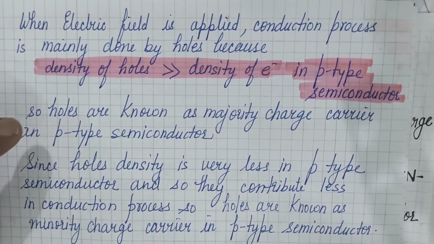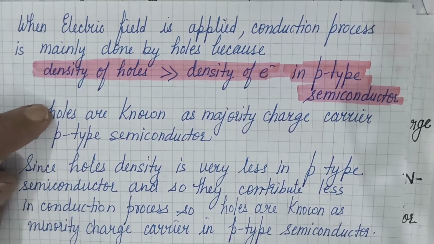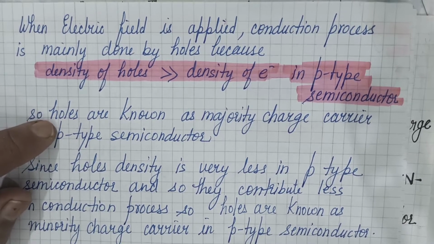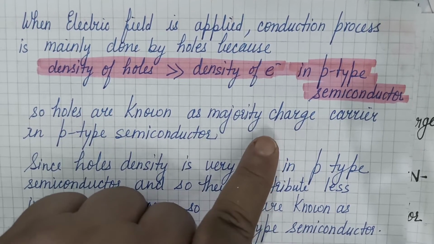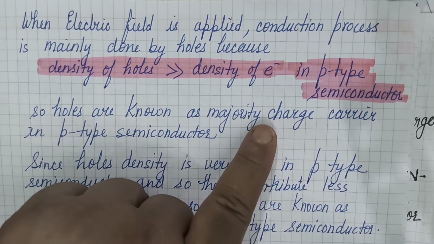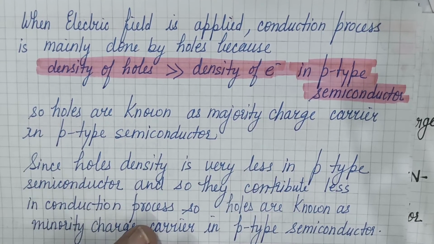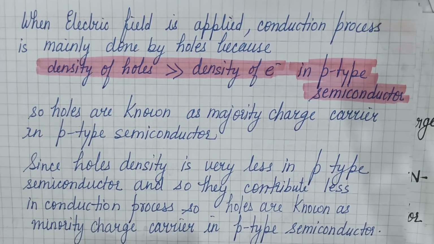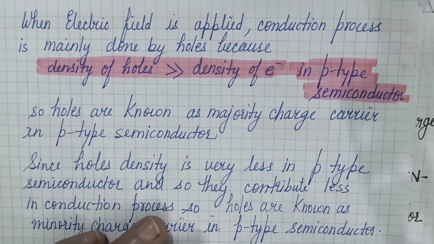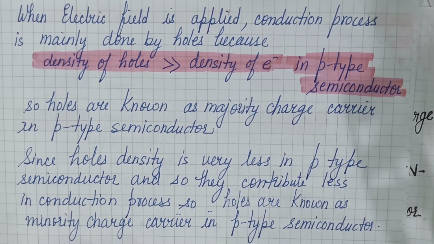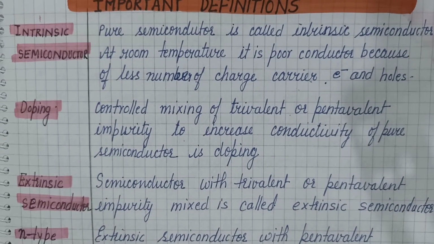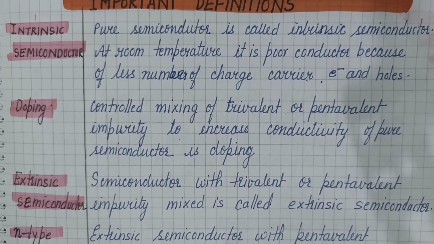When the main conduction process is done by holes, as in a P-type semiconductor, the holes are called majority charge carriers and electrons are called minority charge carriers. That is in a P-type semiconductor. When the main conduction process is done by electrons, as in an N-type semiconductor, then electrons are called majority charge carriers and holes are called minority charge carriers. You can pause the video and go through the definitions if you are still confused.